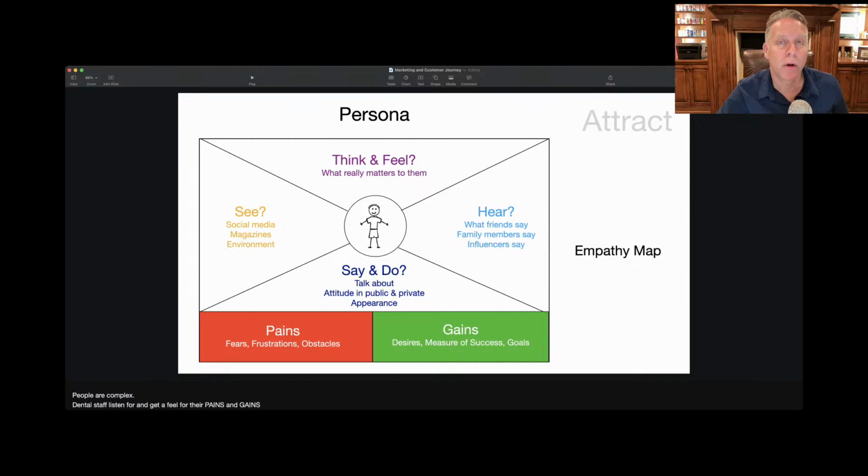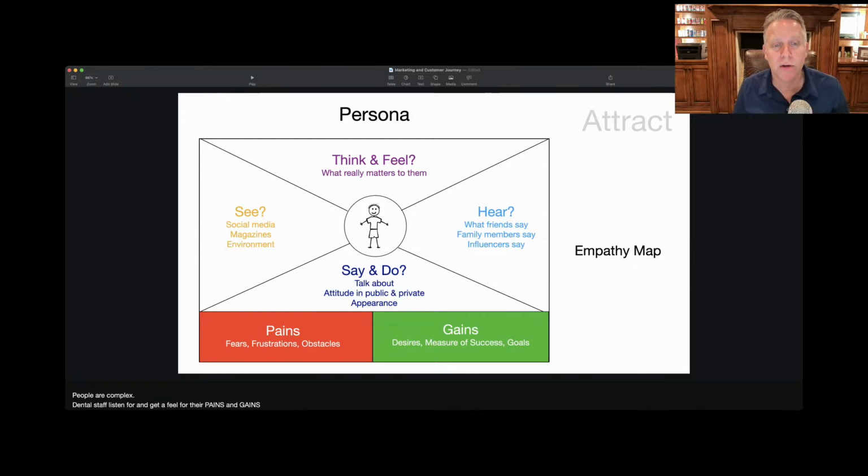In order to understand who this patient is, you draw out what's called an empathy map. This is also getting an idea for the persona of the person you're trying to reach. So you can look at what they're thinking and feeling, what matters to them, what they're hearing, even what their friends and family are talking about, what influencers are saying. Also what they're seeing when they're scrolling through their phone, social media, the visual messages they're getting, magazines, environment, wherever they live, work, or go to school, what is in their area that they're noticing and taking in?